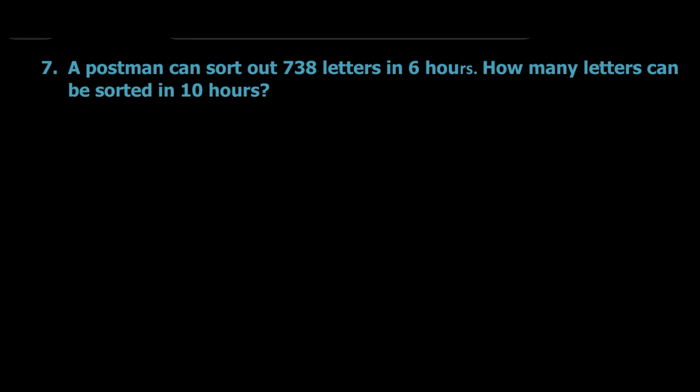Next one I want you all to try together. I'm just going to explain what it means. A postman can sort out 738 letters in 6 hours. How many letters can be sorted in 10 hours? So the postman is only one. Okay, he's one person. But what is happening? Number of letters and the time. Think quickly. What will come on the right side? Think. Tell me. How many letters? So number of letters will come on the right side.